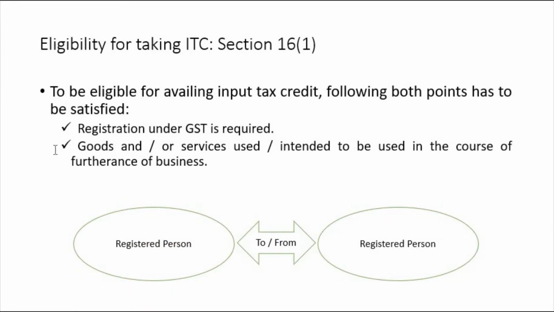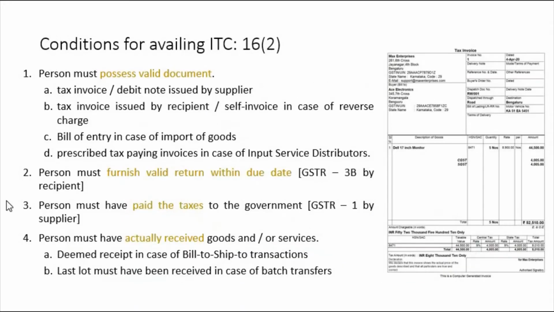Sorry, 2 points for the eligibility: both persons must be registered, and the goods or services must be used or intended to be used. Intended means in the future tense, intended to be used in the course or furtherance of business. Only in such cases you are eligible to take ITC, and in this case there are 4 conditions given. All these 4 conditions must be satisfied, all, right?